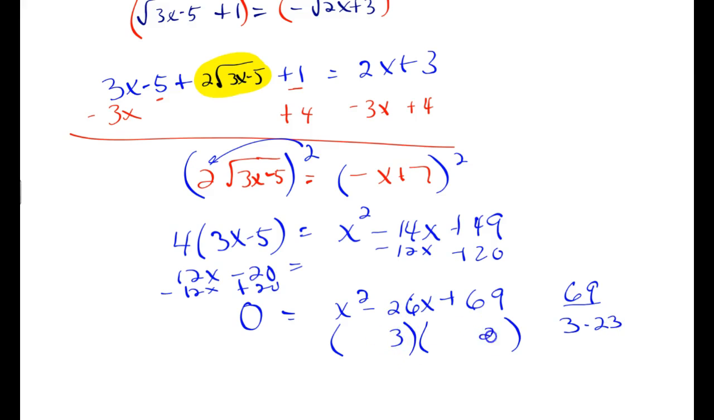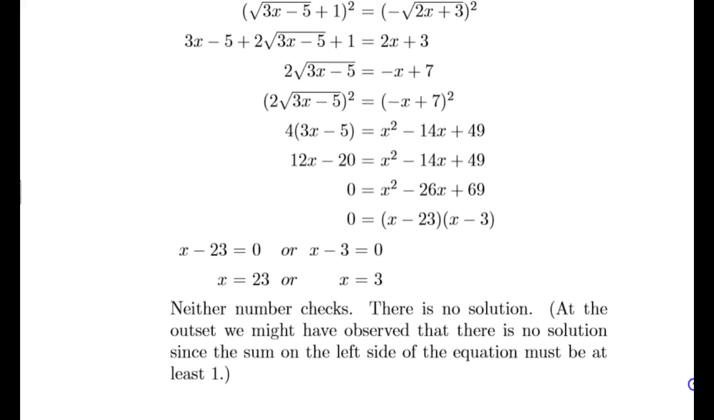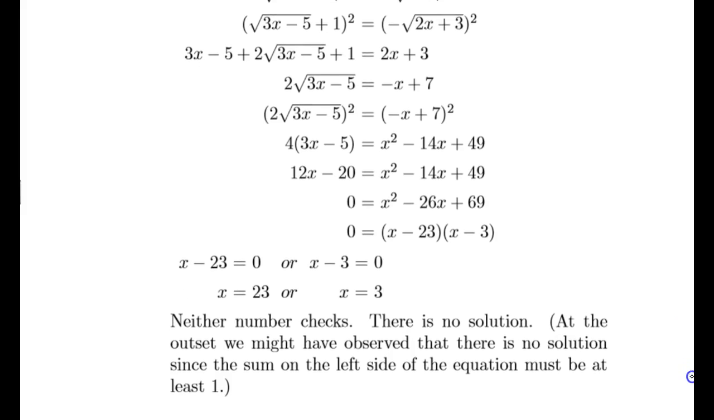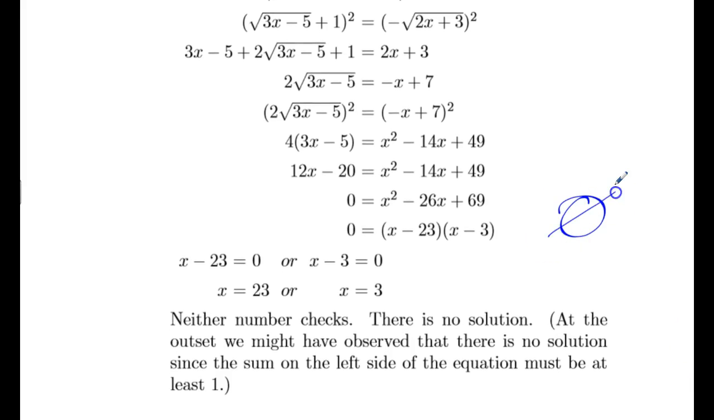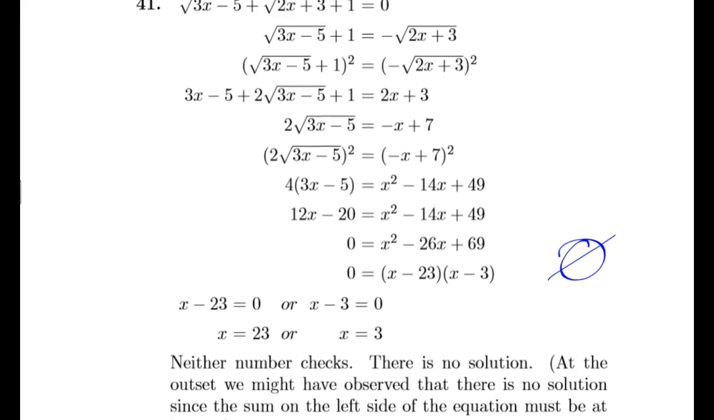So 3 and 23, I'll say x minus, x minus. So I'll check x equals 3 and x equals 23. I've got two possible solutions. It just so happens that neither one of them work. And so they're both extraneous. So I would say that the solution is the empty set. You can graph it and see that the two functions never intersect.